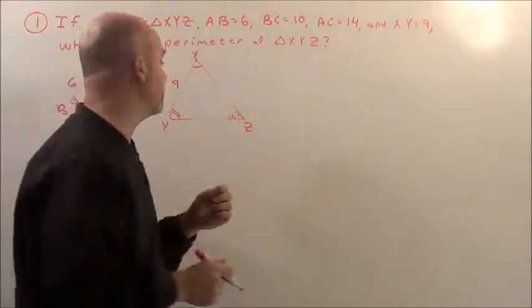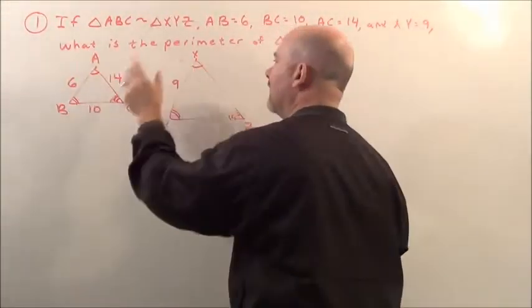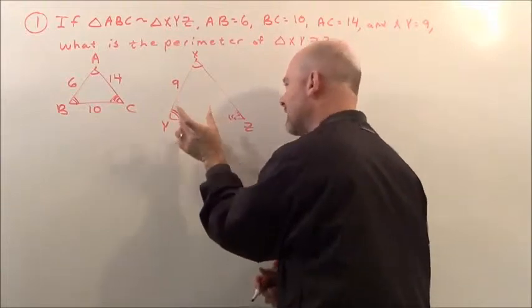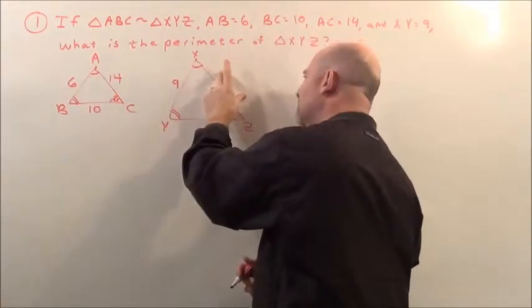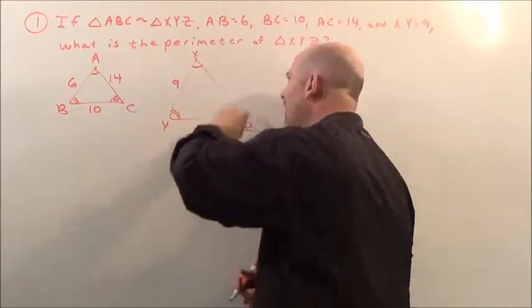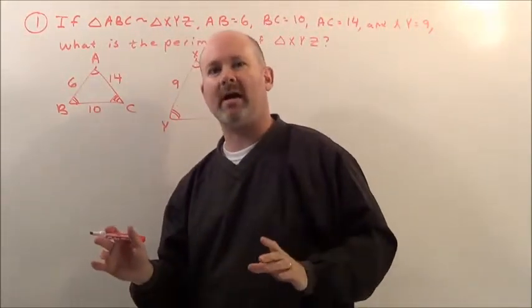You could, and some students end up going, oh, well, 6 is to 9 as 10 is to this missing piece. They find this missing piece. Then they do 6 is to 9 as 14 is to this missing piece, and they get that, and then they add them all up. But that's a waste of time.